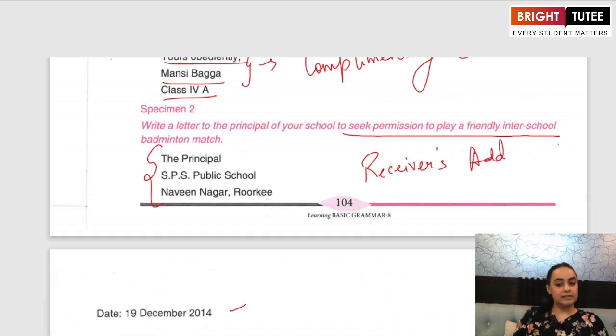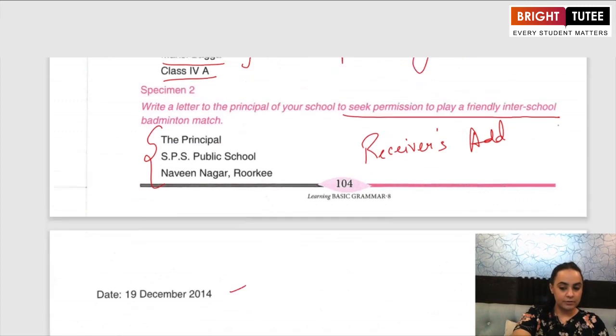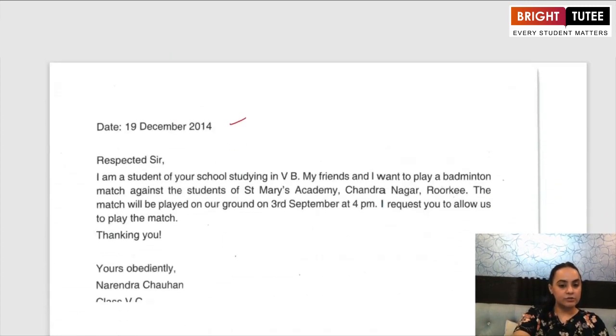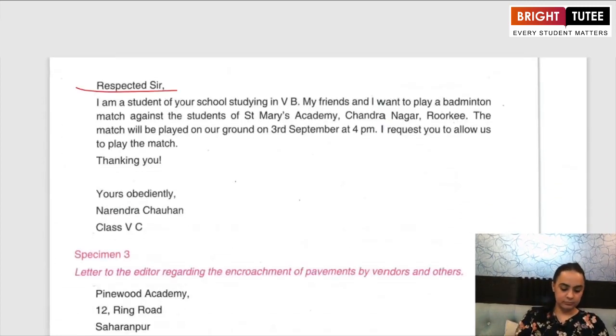After that, you write the date on which you're writing the letter. Then comes your salutation. And you begin writing your letter. I am a student of your school studying in 5th B. My friends and I want to play a badminton match against the students of St. Mary's Academy, Chandranagar, Roorkee. The match will be played on our ground on 3rd September at 4 p.m. I request you to allow us to play the match.